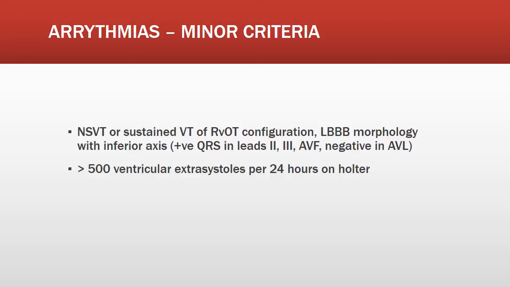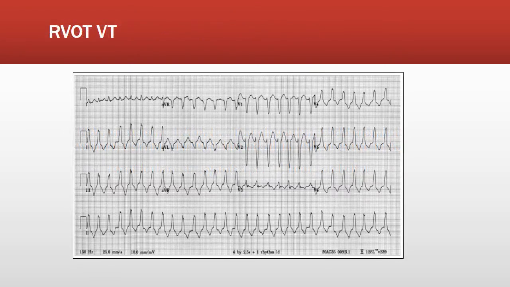Also, performing a 24-hour tape and finding more than 500 ventricular ectopics with left bundle branch block morphology is a minor criterion as well. This is an example of an RVOT tachycardia, and you can see that it is positive in 2, 3 and aVF, and negative in aVL.